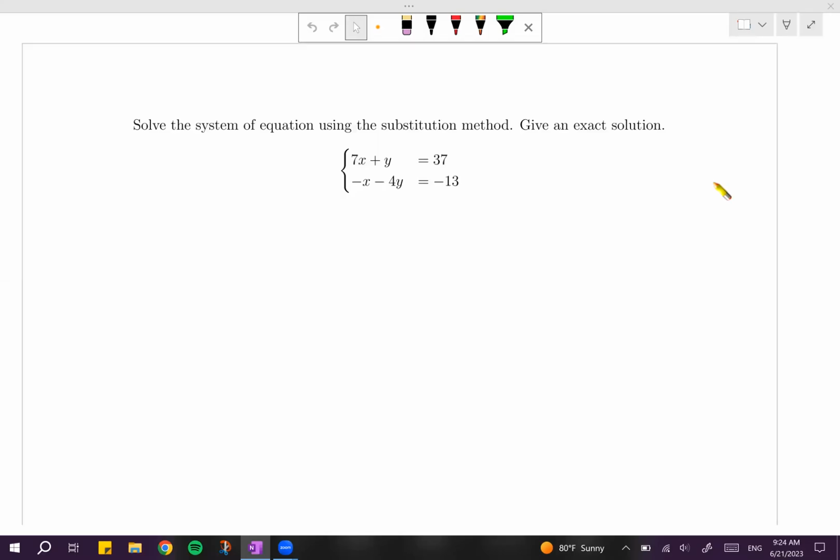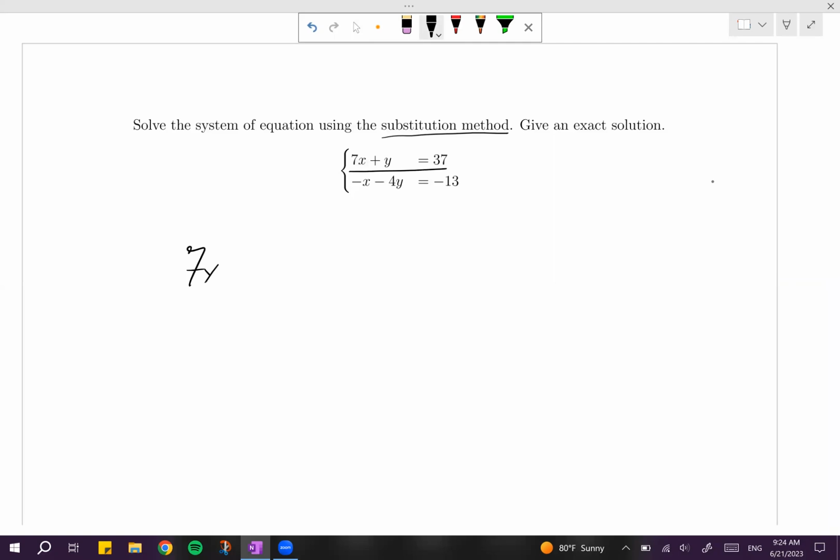Hey, so we're given this problem and they want us to solve the system of equations using the substitution method. All right. So the substitution method, there's two methods for solving systems of equations like this. You can use the substitution method, which says solve for one variable. Like, for example, let's just take our first equation.